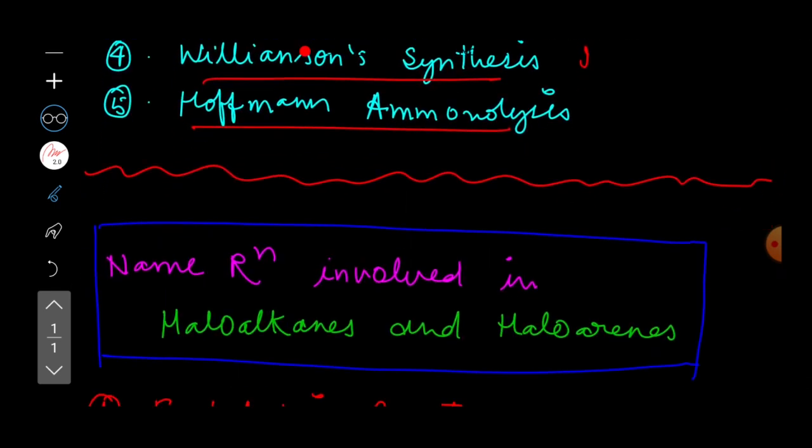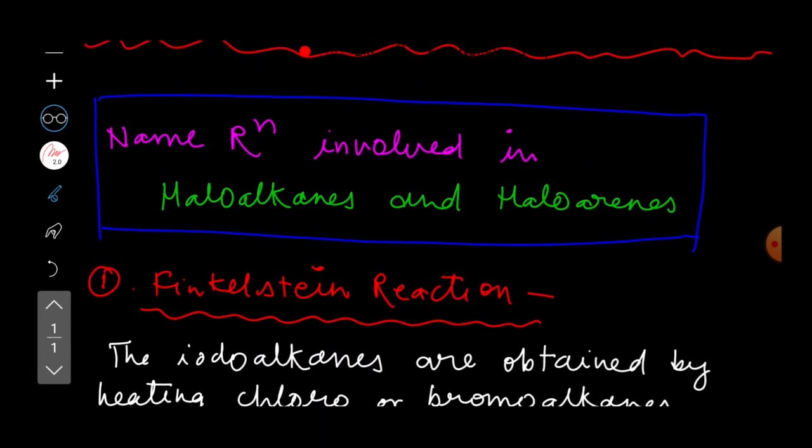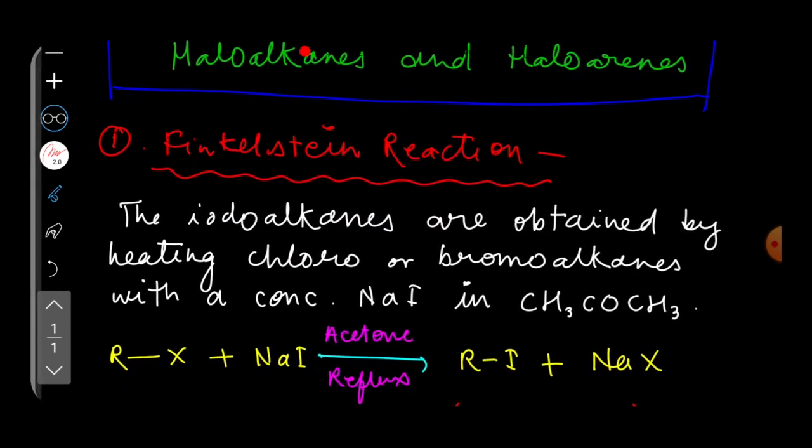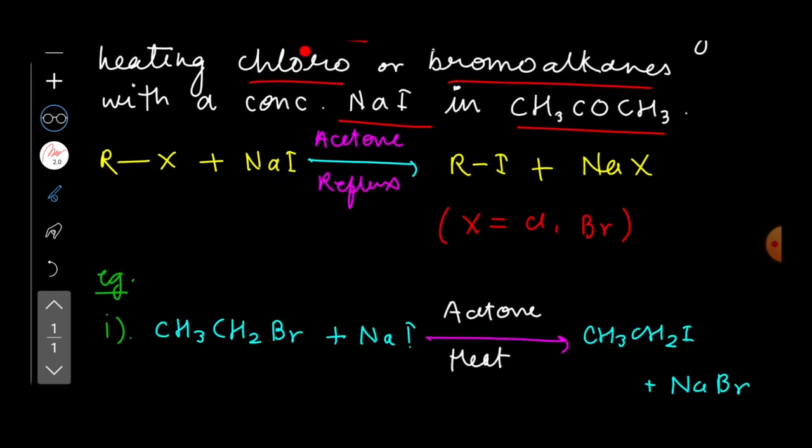So first we will now discuss the Finkelstein reaction. Finkelstein reaction is in the method of preparation of haloalkanes and haloarenes. In the Finkelstein reaction, iodoalkanes are obtained by heating chloro or bromoalkanes with concentrated sodium iodide in acetone. This means iodoalkanes can be prepared from chloroalkanes and bromoalkanes. When chloro and bromoalkanes are treated with concentrated sodium iodide in presence of acetone, we can obtain the iodoalkane.